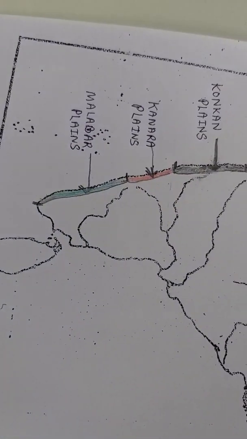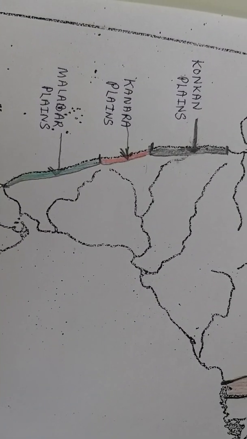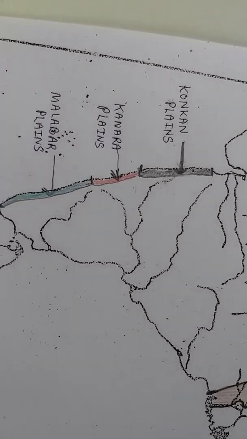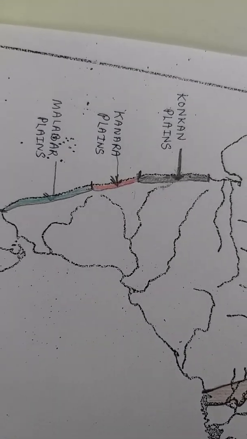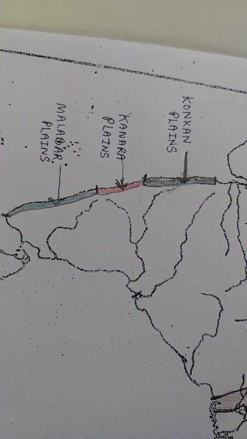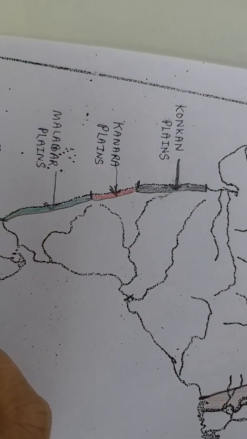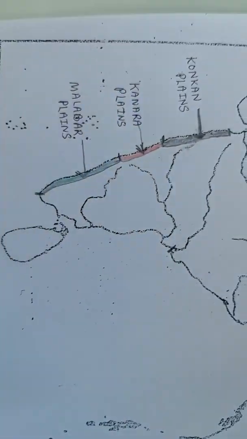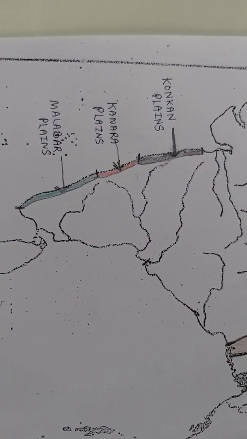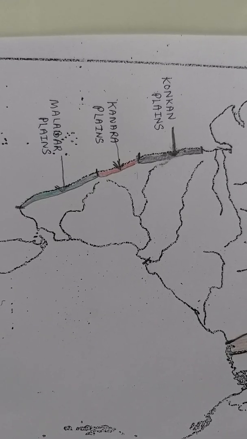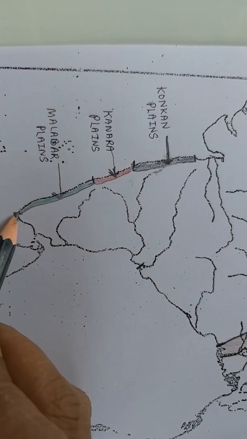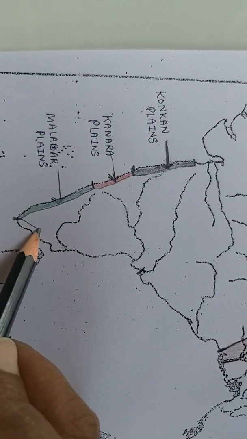Now let us go to Coromandel Plains. Again from the southern tip, that is Kanyakumari, to the delta of Godavari, we have to mark till this point. The Coromandel Plains will be there. So parallel to the coast we have to draw the line. Children, remember the western coastal plains are narrow and the eastern coastal plains are slightly broad compared to western coastal plains. So the eastern coastal plains will be slightly broad.